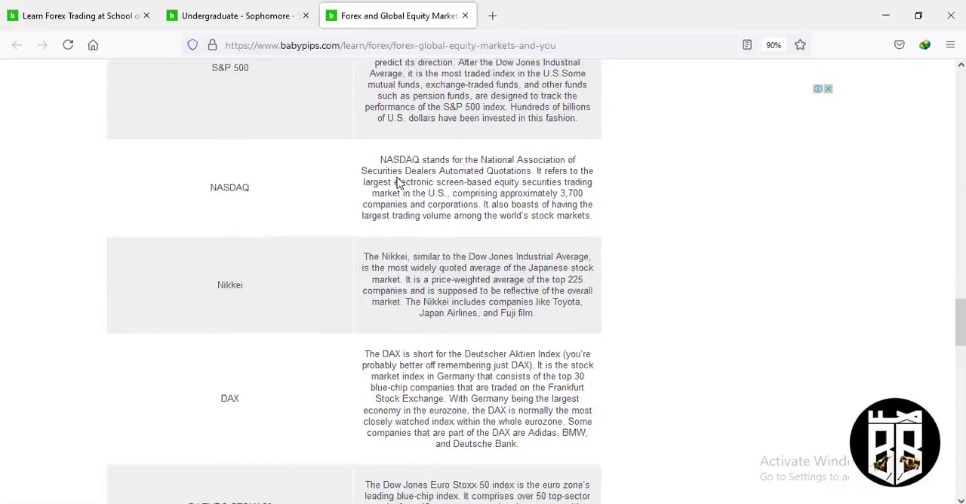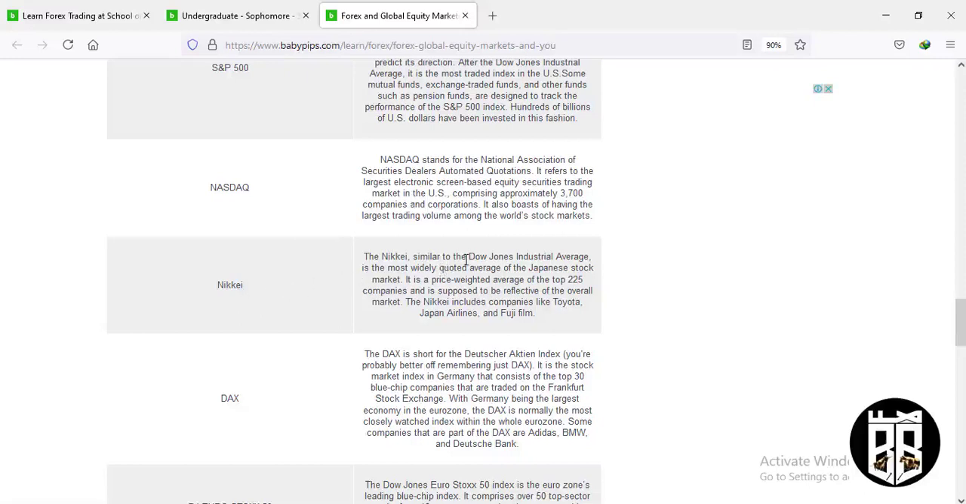NASDAQ stands for the National Association of Securities Dealers Automated Quotations. It refers to the largest electronic screen-based equity securities trading market in the US, comprising approximately 3,700 companies and corporations. It also boasts the largest trading volume among the world's stock markets. So that's the NASDAQ. Now, similar to the NASDAQ is the Nikkei.